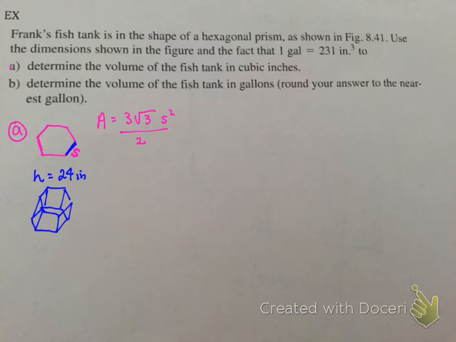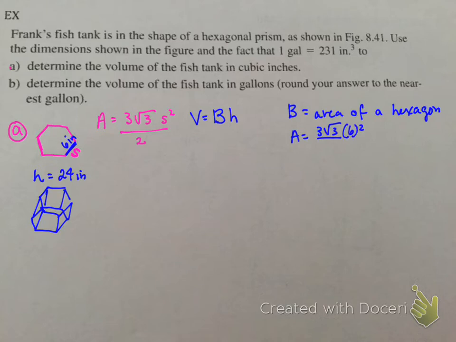So the area we have to find is the volume of the fish tank that is hexagonal. We need to take the base times the height. The base is the area of a hexagon, so the area equals 3 times the square root of 3 over 2 times the side squared. Let's assume each side is 6 inches long, so that's 3 root 3 times 6 squared over 2.